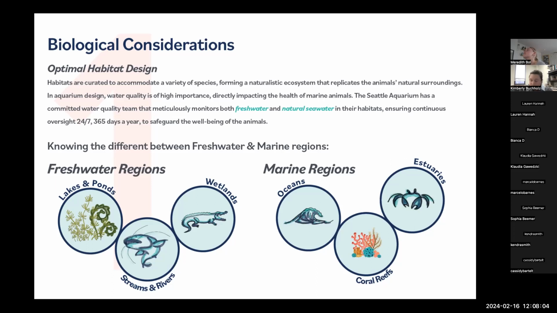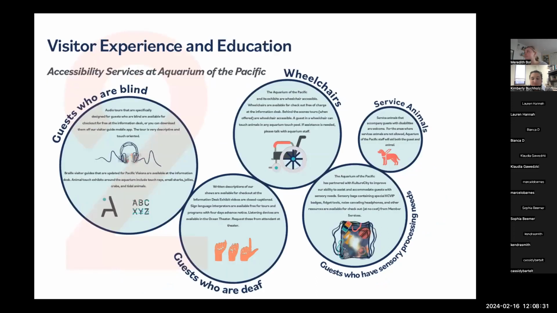And the Seattle Aquarium is actually a good example of a committed water quality team that meticulously monitors freshwater and natural seawater in their habitats. And so then I just decided to dive into researching the difference between freshwater and marine regions. So freshwater, just the Spark Notes, being lakes and ponds, streams and rivers, wetlands, the basics. This is what we're used to up here in Michigan. And then marine regions being oceans, coral reefs, and estuaries.